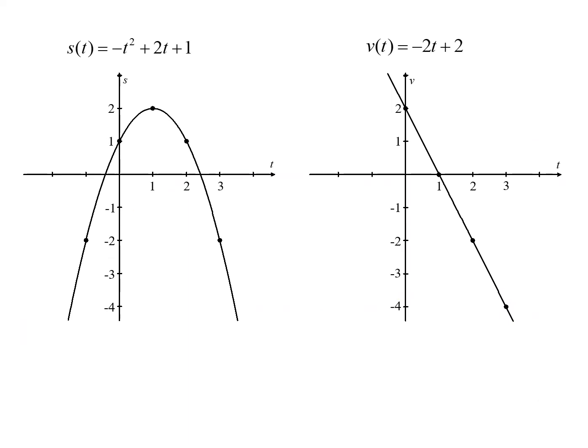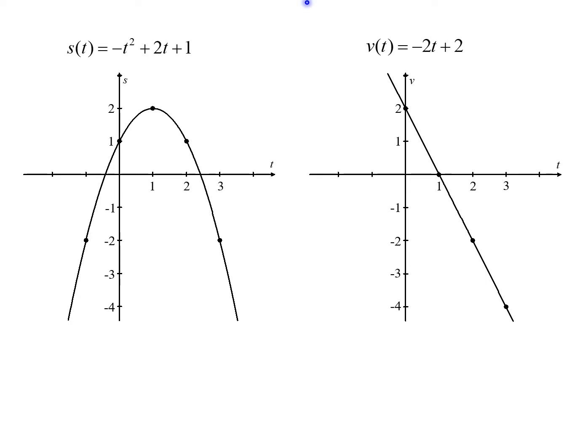There are the graphs of the position function, that being a parabola, and of the velocity function. And yes, I do have negative time over here. Negative time just means like what happened 1 second ago or 2 seconds ago. And so it makes sense to me.